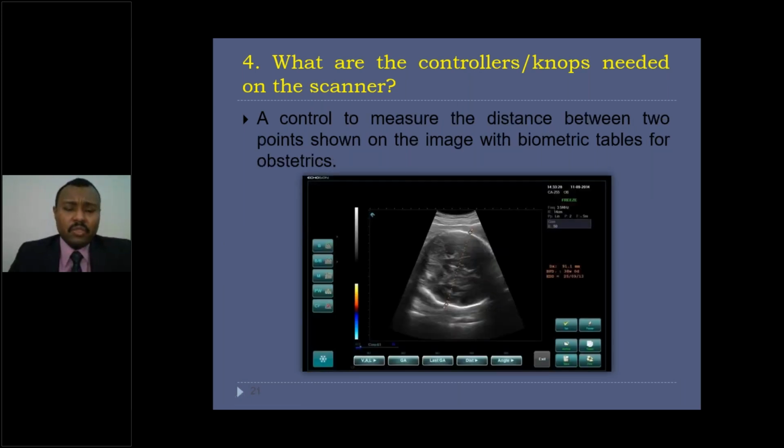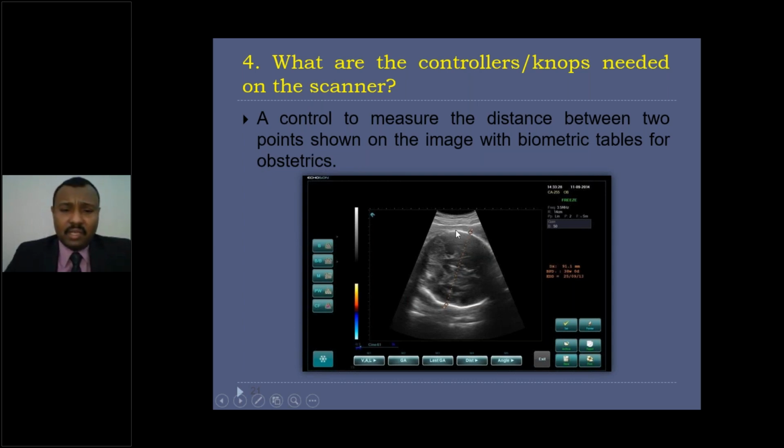The fourth control, which is so important also, like the previously mentioned controllers, is a control to measure the distance between 2 points. If you have such a control, you can easily activate what is known as the biometric table. And this biometric table is a kind of table that is used much in obstetric ultrasound examination.